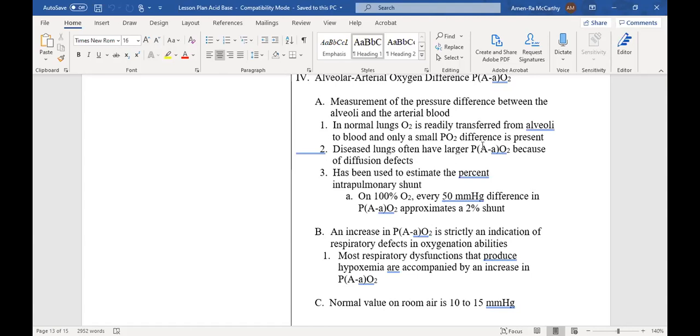Now, in normal healthy lungs, the oxygen is readily transferred from the alveoli to the blood. And there's only a small amount of PO2 difference, because the Aa gradient is still a pressure. You've got pressure of oxygen inside the alveoli and pressure of oxygen inside the arterial blood, and the difference between those two pressures is itself a pressure. So in normal lungs, oxygen readily goes back and forth, and only a small amount doesn't. But this is important.